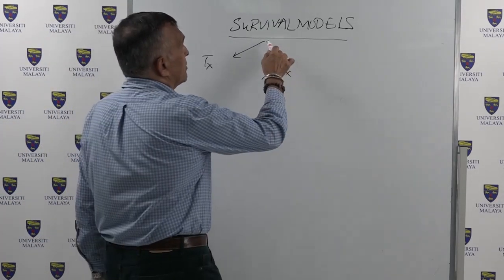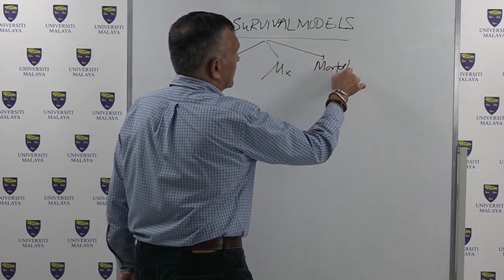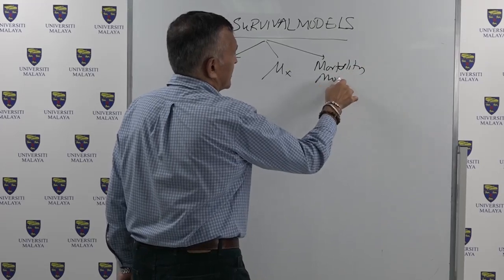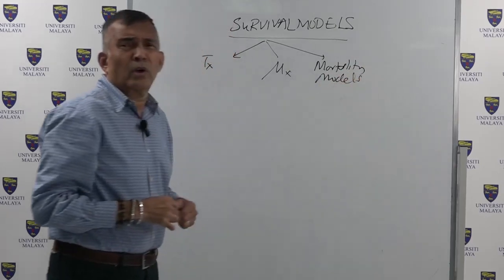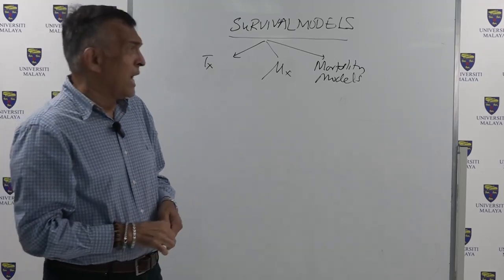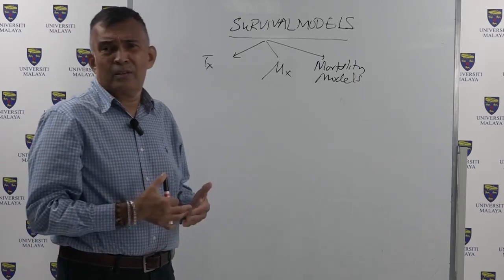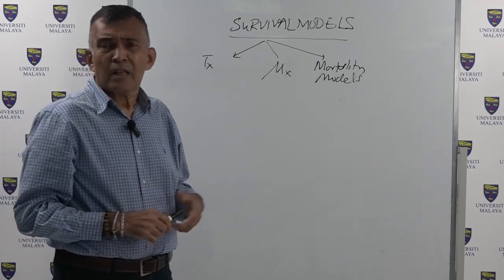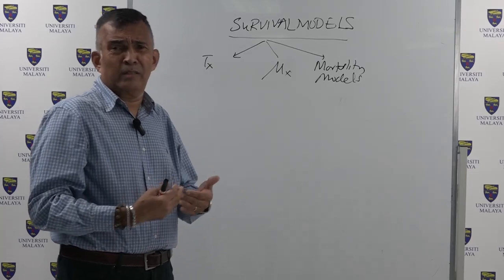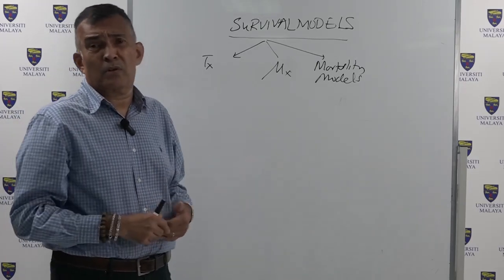After mu x, I'll tell you a little about mortality models. What are the models we're going to talk about? Gompertz and Makeham, and I'll tell you a little about de Moivre's law and generalized de Moivre's law in passing, because we won't be using much of it. And then I'll also tell you about the constant force model.